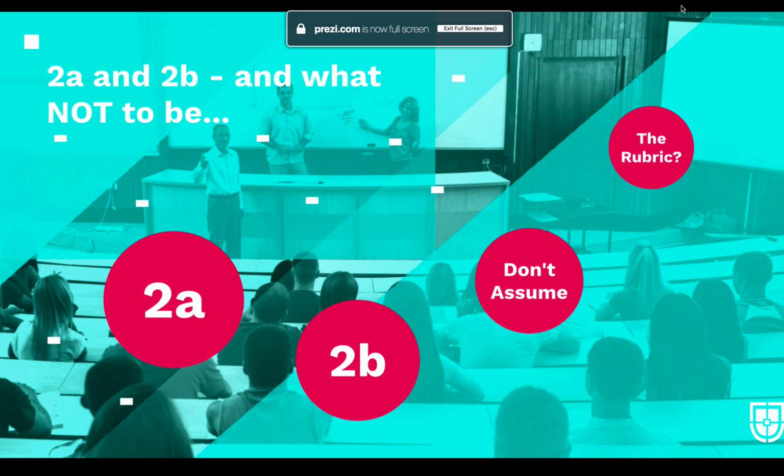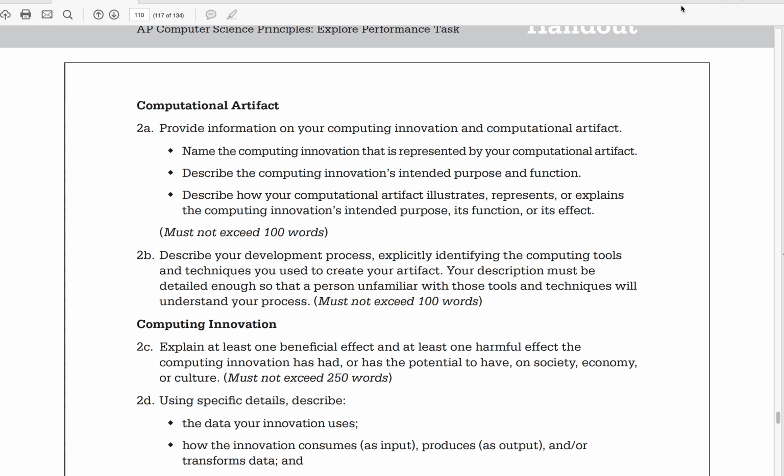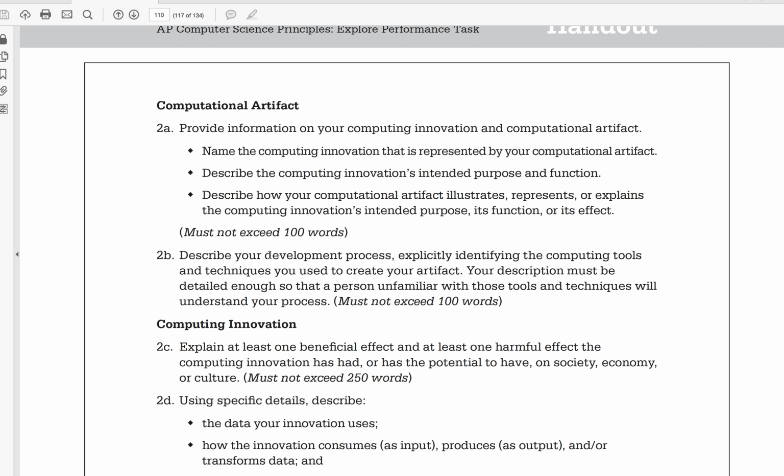It's Mr. Tush over at Global, and we're going to talk a little bit about 2A and 2B. That is the writing that is about your computational artifact and the innovation itself. So the 2A is all about giving us information about just what it is you're studying and about the artifact that describes the thing you're studying. So you're going to name your computing innovation.